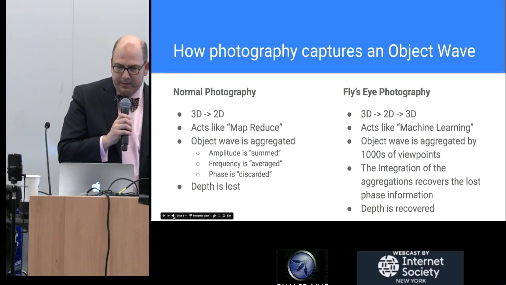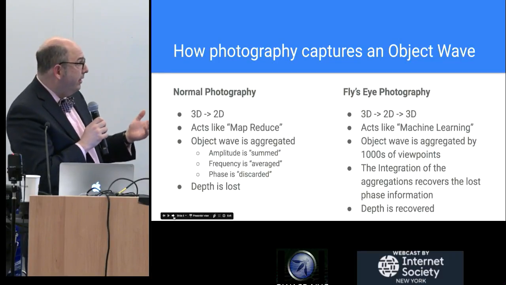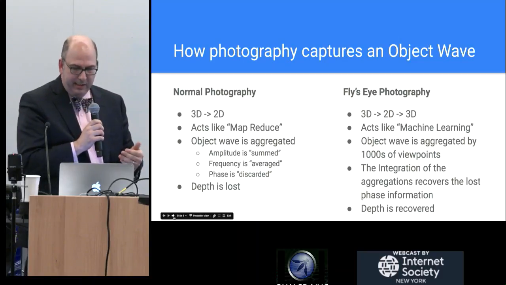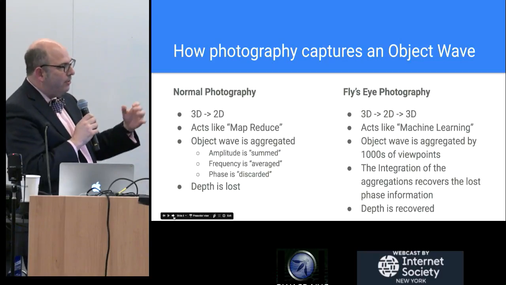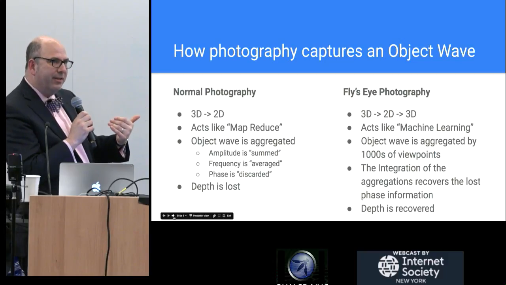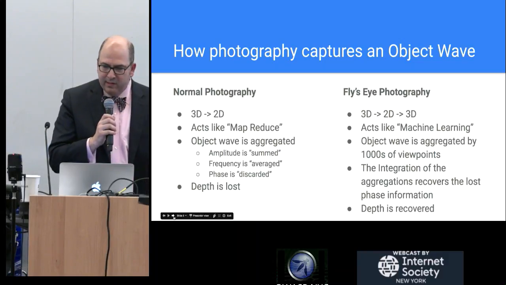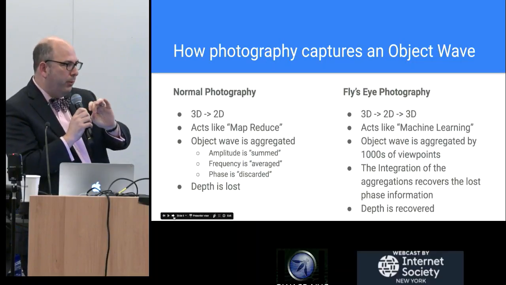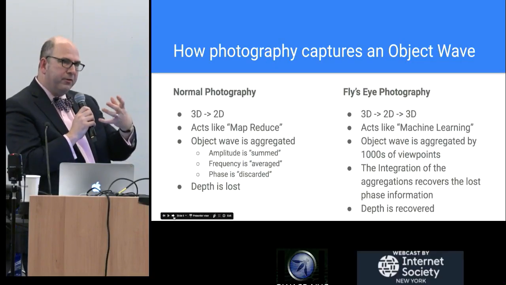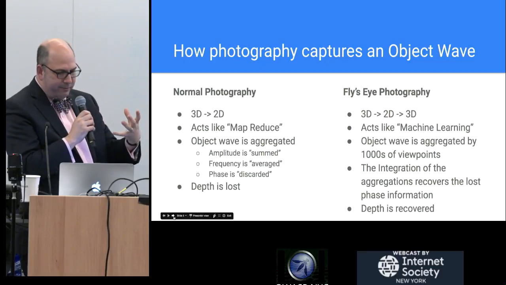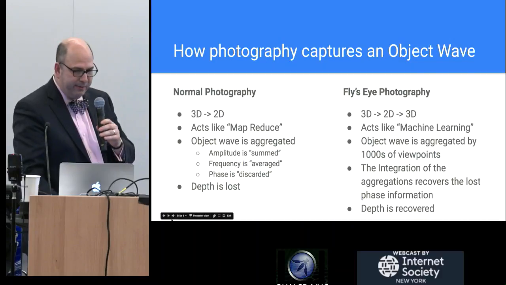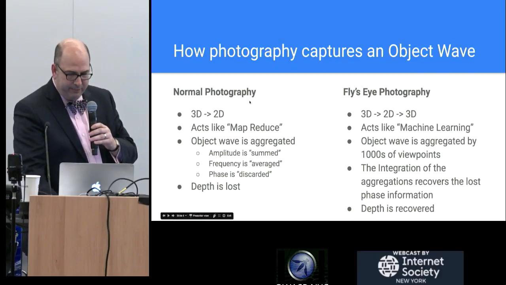So we have a process here of integral fly's eye photography, which goes 3D to 2D and then back to 3D. It's sort of like machine learning, where you're teasing out that lost information. The way that works is that because we know the geometry of each individual viewpoint, it brings all those images together and recovers the phase information, which gives you the depth. That's more or less the theory of fly's eye photography.